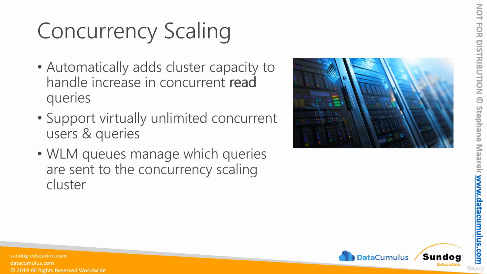That kind of reduces the risk of inadvertently adding a bunch of capacity for some offline job that doesn't really need to run fast necessarily. So you can pick and choose which queries take advantage of concurrency scaling. Obviously, it's not free, so you want to give some thought as to which queries can actually have this capability of just automatically adding more and more capacity as needed.